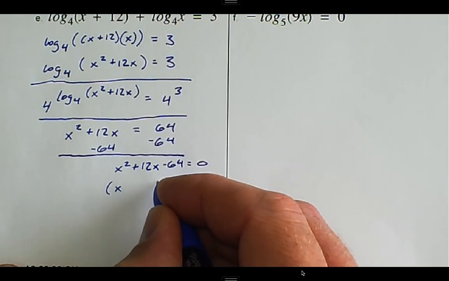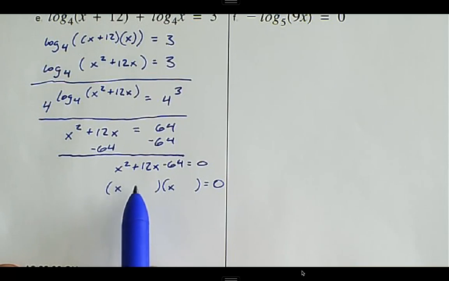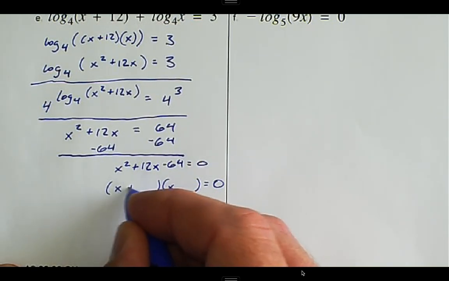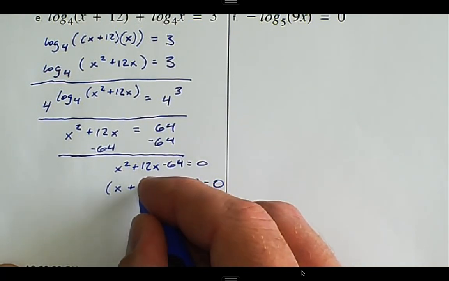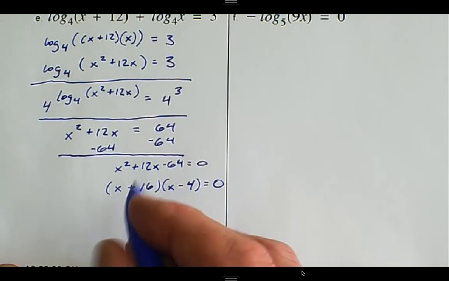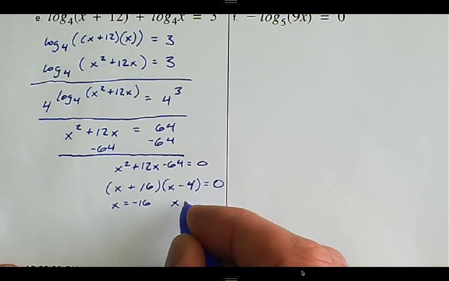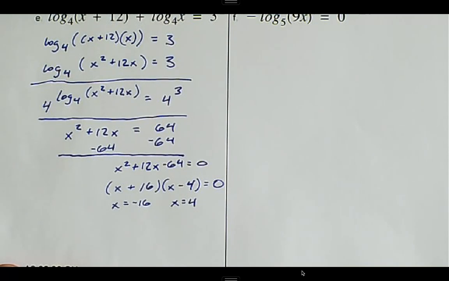We need an x and an x. And the two numbers need to add to 12, but they need to multiply to a negative. So we need a plus and a minus. The plus needs to be bigger. So we're going to go 16 times 4. And then we can use the zero product property here. So x must be equal to negative 16, or x must be equal to positive 4. So we need to check both of those values to see which one works.